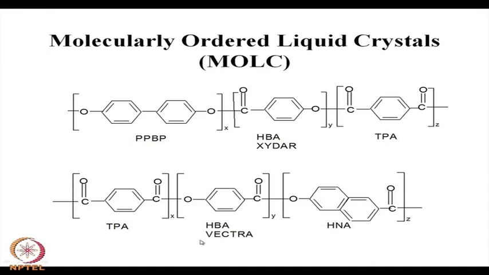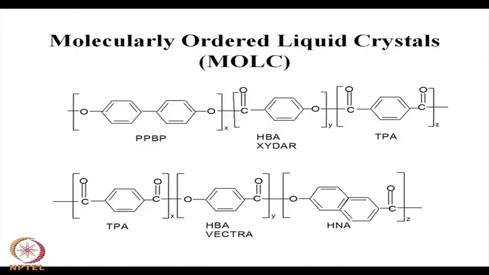This is a Xydar polymer, this is a Vectra polymer. Here, this terephthalic acid, hydroxy benzoic acid, and hydroxy naphthoic acid, these are there. Now, here you see the melting temperature or glass transition temperatures are varied from one polymer to the other polymer by selecting a suitable architectural unit. One can say this is known as crankshaft unit. Here you see, because of this kind of linkage, it decreases the melting temperature of this polymer. These are different types of liquid crystalline polymers.